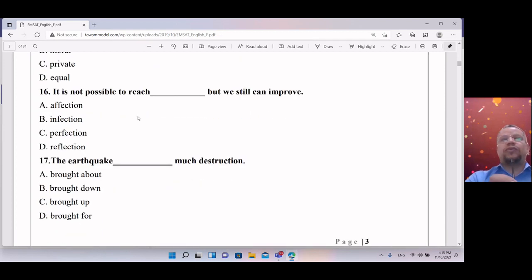It is not possible to reach perfection, but we still can improve. Yes, it is not possible to be 100%. 100% means perfection. But we still can improve to be close to perfection, but not perfection. Perfection is only for God. So it is not possible to reach perfection, but we still can improve.